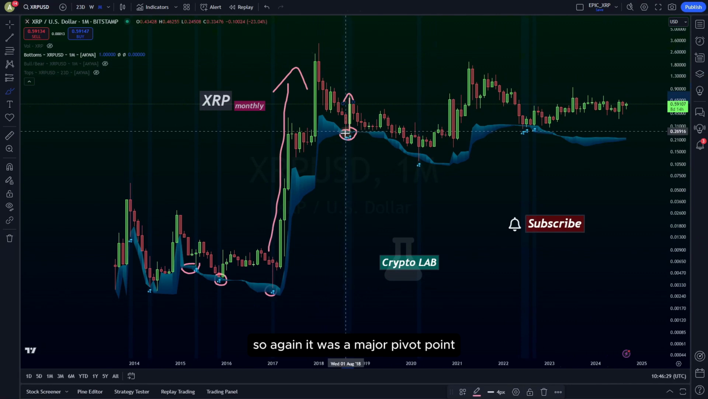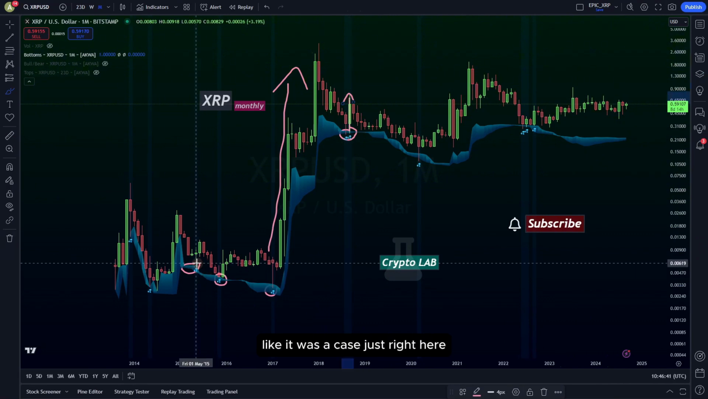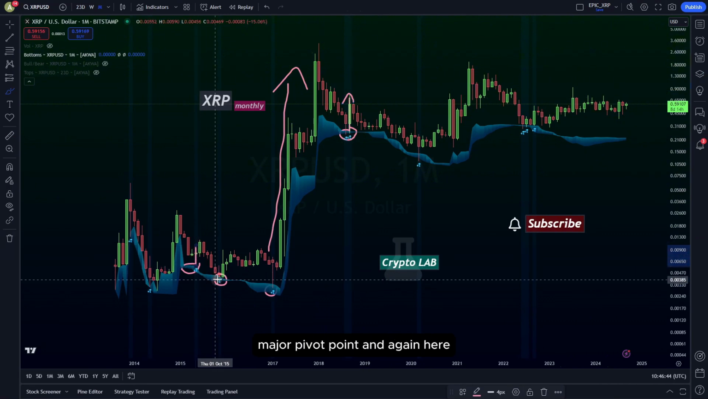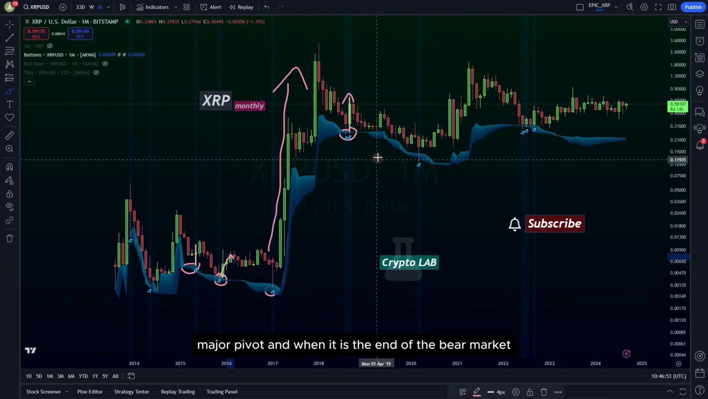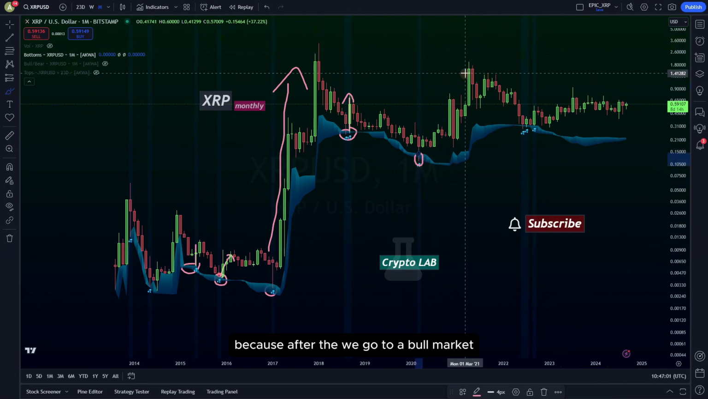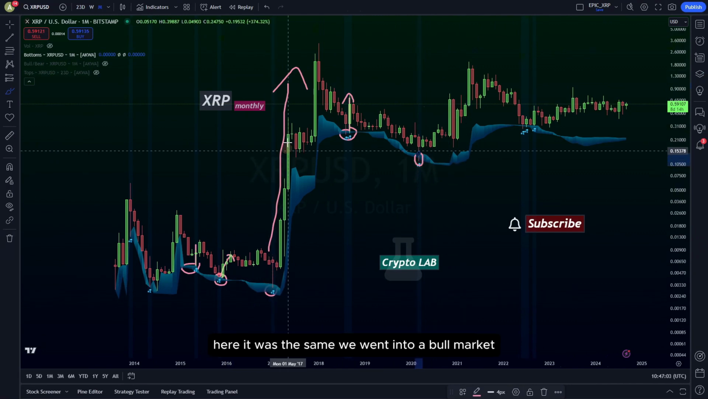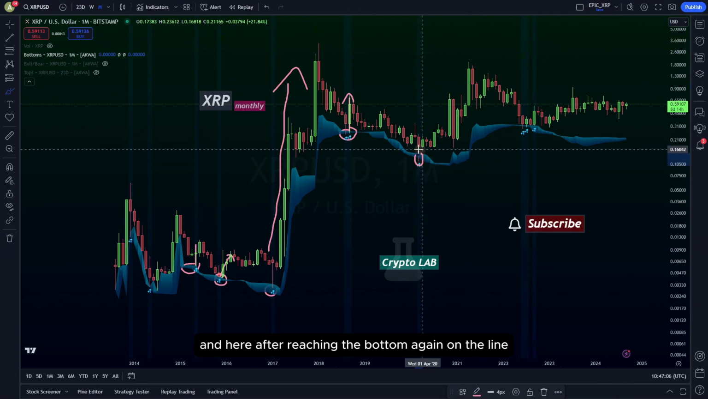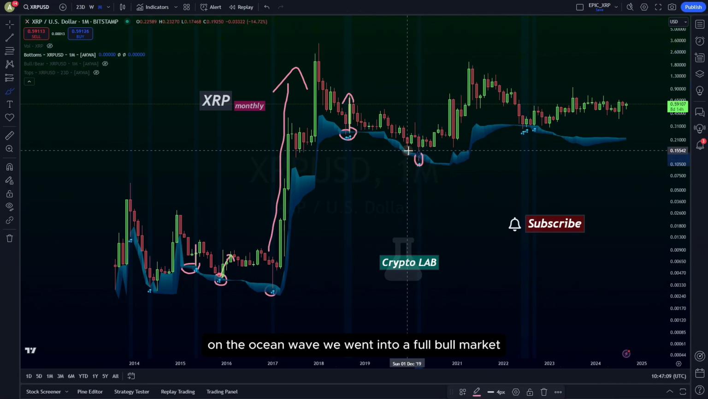So again, it was a major pivot point. It was not the bottom of the bear market, but still it was a major pivot point. Like it was the case just right here, major pivot point, and again here, major pivot point. And when it is the end of the bear market, here we have a major bottom, right? Because after this, we go to a bull market. Here it was the same, we went into a bull market. And here after reaching the bottom, again on the line on the ocean wave, we went into a full bull market.